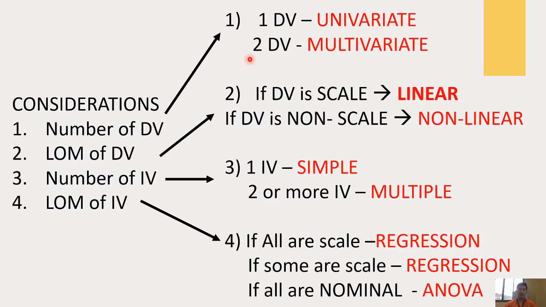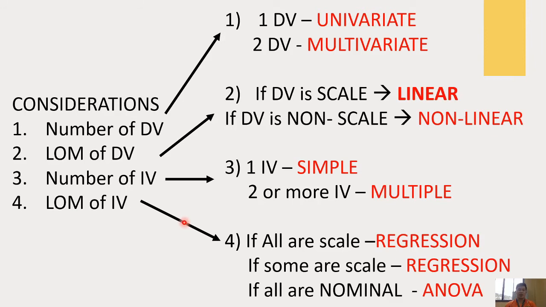Number one, if the number of DV is only one, we have univariate, and if it is two or more, it is called multivariate. And then if DV is scale, it is called linear. And if DV is non-scale, it is called nonlinear. Then if IV is only one, it is termed as simple. And if it is two or more, it is termed as multiple.